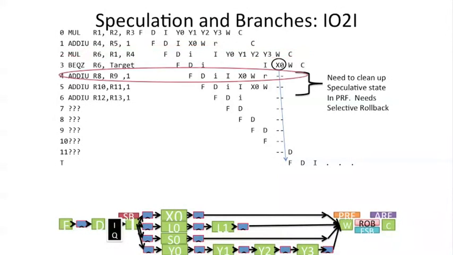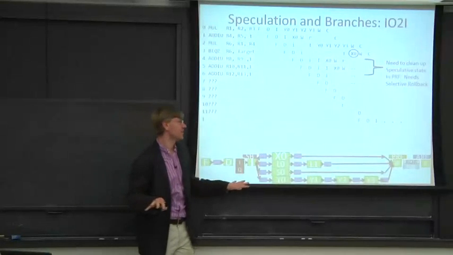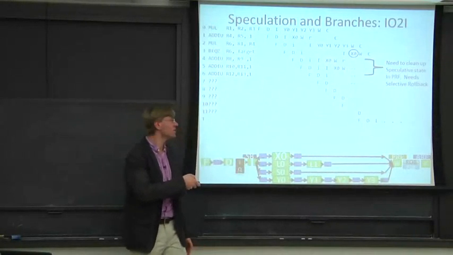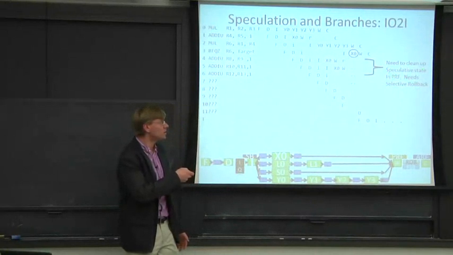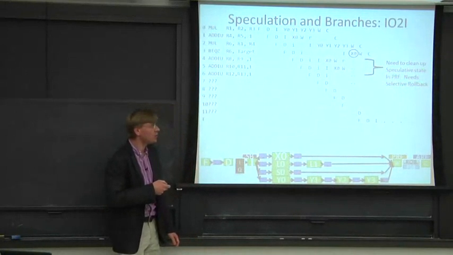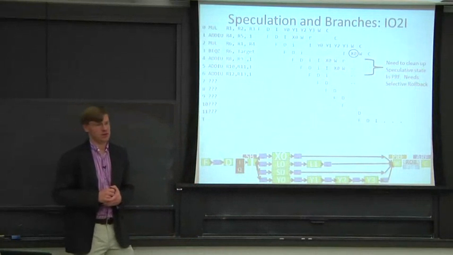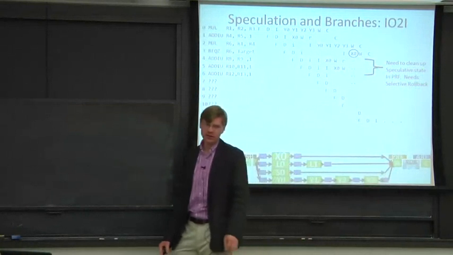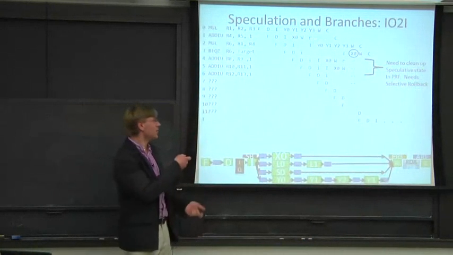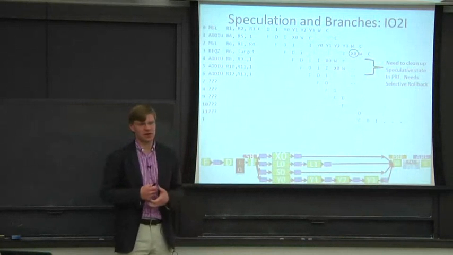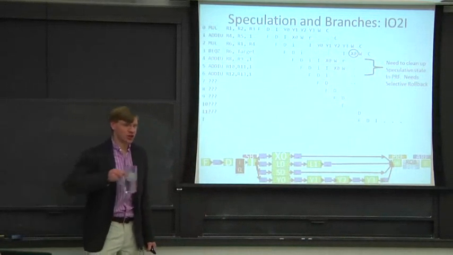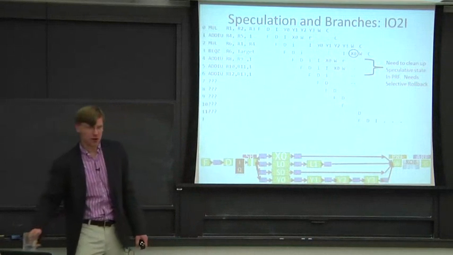This add here has also written the physical register file. We don't want to keep that. Life starts to get a lot more complicated here. In a pipeline like this, we're going to have to clean up speculative state in the physical register file, and we're going to have to do selective rollback. So instead of just taking the entire architectural register file and overwriting the physical register file on rollback, we're going to have to figure out which of these things were speculative and which were not. That's doable, but you probably need some extra structures over and above what we've already talked about in class.